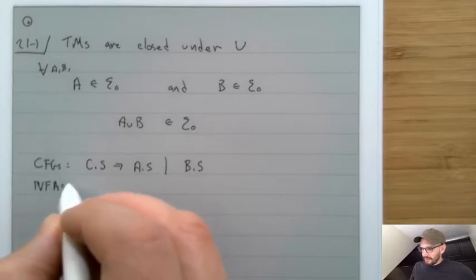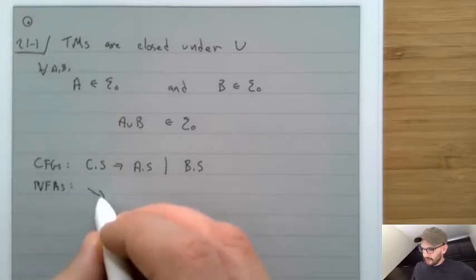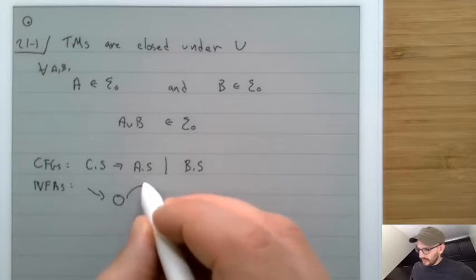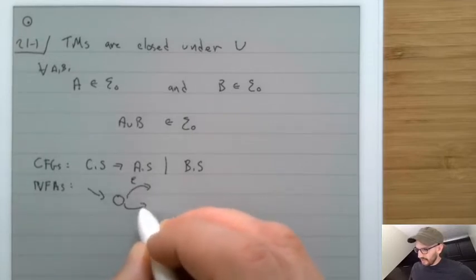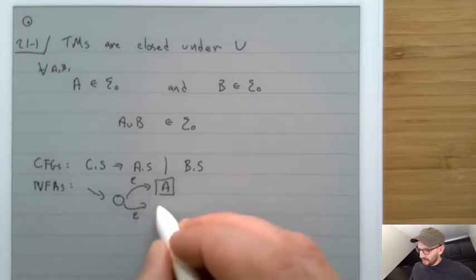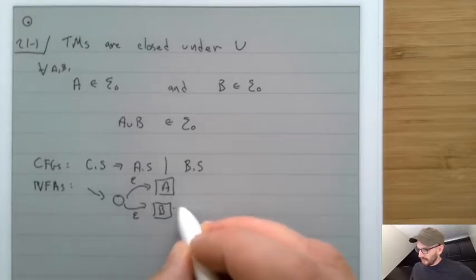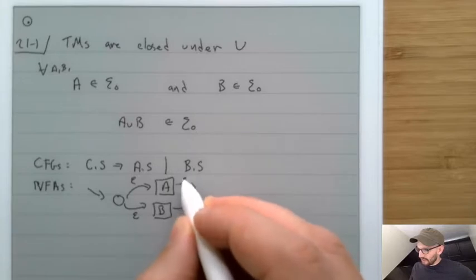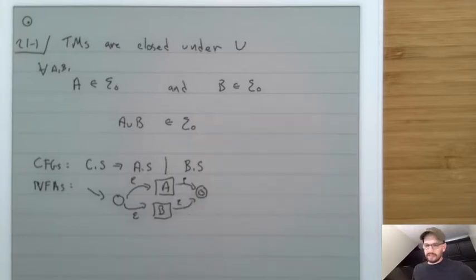With NFAs, what we did is we just made a new machine whose start state had an epsilon transition and another epsilon transition. In this case it went to the A machine, and in this case it went to the B machine, and then had an epsilon transition out to an accepting state.